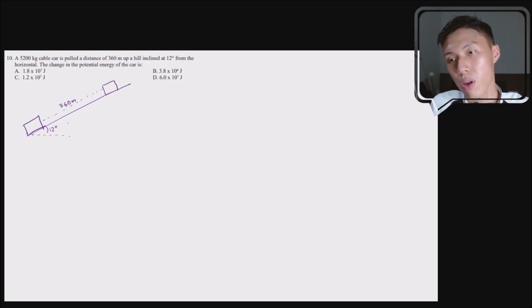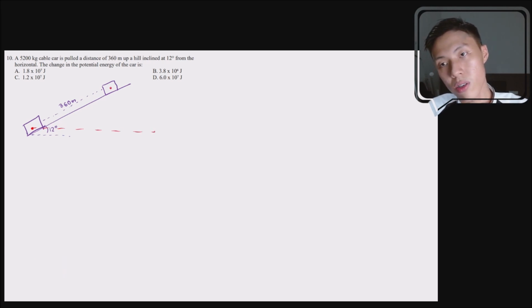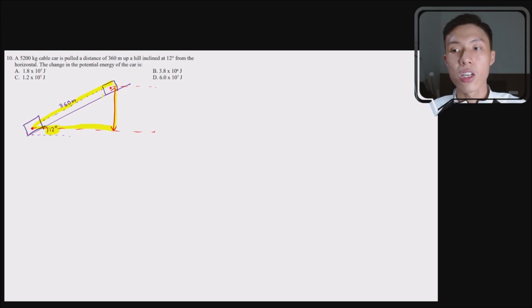So what I'm trying to say here is you have to determine what is the change in height from here to here. So this is the distance that you need to determine. But I believe you are able to see that it is actually a triangle being formed right now. You have your hypotenuse, you have your adjacent, and you have your opposite. And the angle should be 12 degrees, sorry.